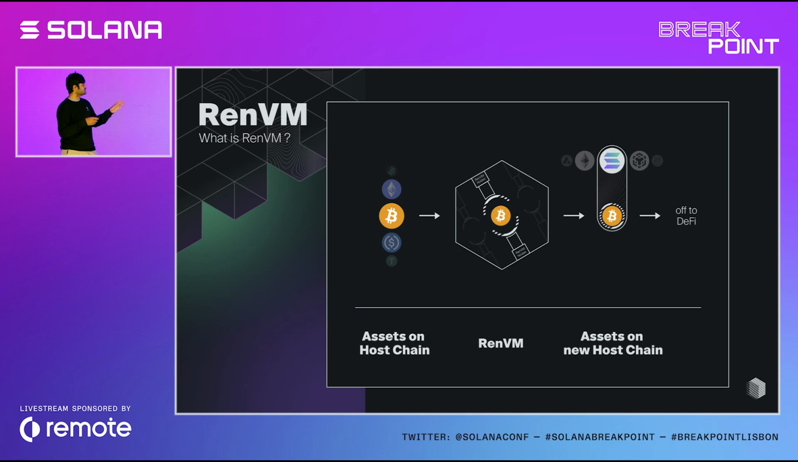This is just an overview of how developers could think of RenVM. They could think of it just as a black box. You do certain operations on one chain, and you tell RenVM that you've done this operation. RenVM validates whether you've done it right, whether there are any issues, and if all checks within RenVM are satisfied, then it gives you a signature which allows you to mint your assets on the host chain.